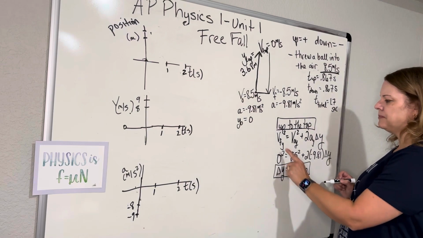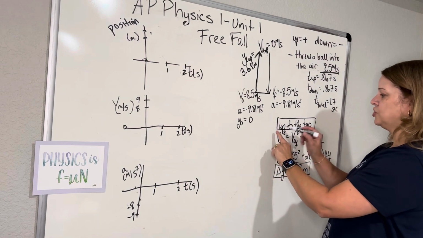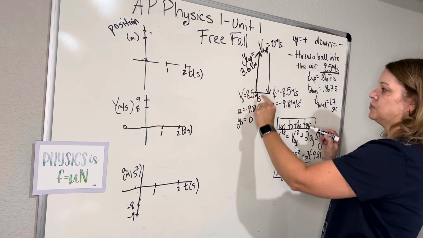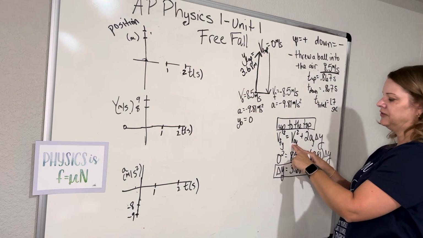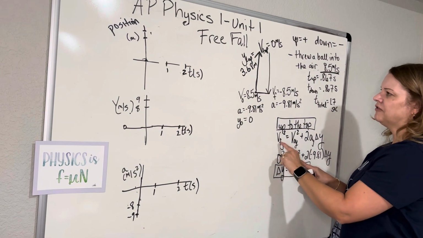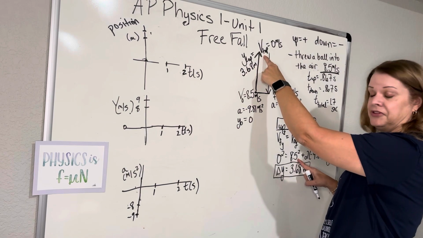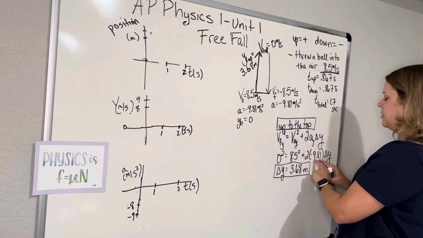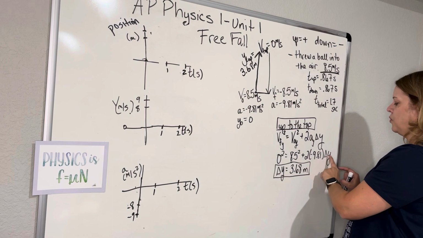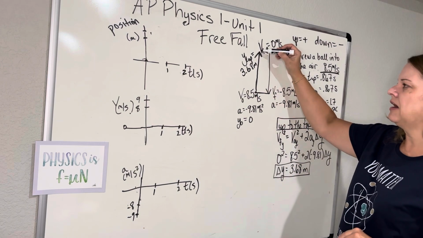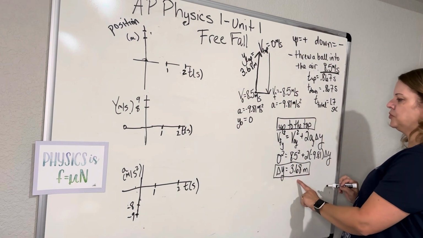But we found, I put in my initial, this is the upside, so we're starting down here with an initial velocity in the y of 8.5. Our final velocity is 0 because it stops at the top to turn around. Then our acceleration is negative 9.81, and we're looking for that delta y. How high did I go? And I get 3.68 meters.